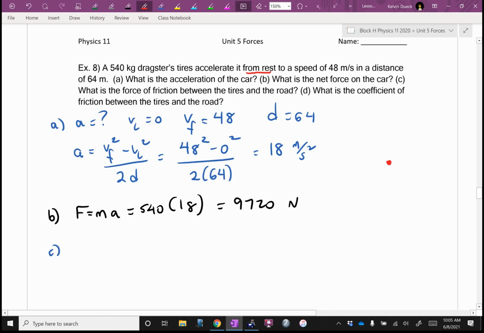What are the forces acting on this dragster? Get the obvious one. What else? Bigger, smaller, or the same size as mg? I think same size. What else? There's no applied force. What force is pushing the dragster forwards? Ah, there's friction.